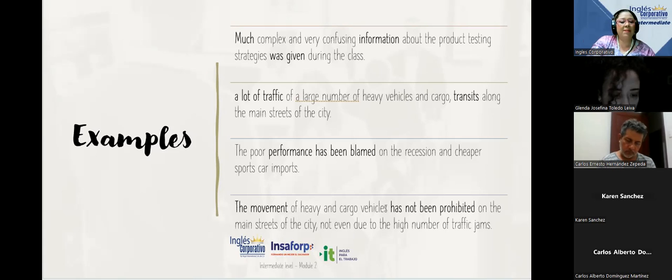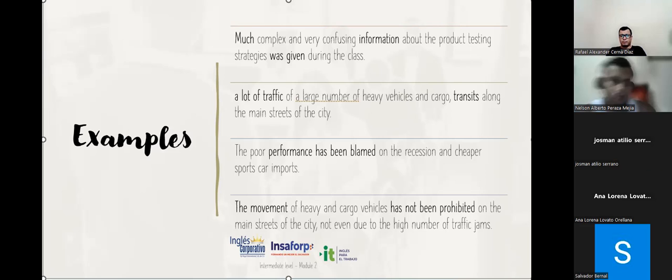Entonces, the movement of heavy and cargo vehicles has not been prohibited on the main streets in the city, not even due to the high number of traffic jams. Okay. Is there any question so far about the vocabulary in these sentences? Remember, we are seeing complex subjects. Okay. Is there any question so far?